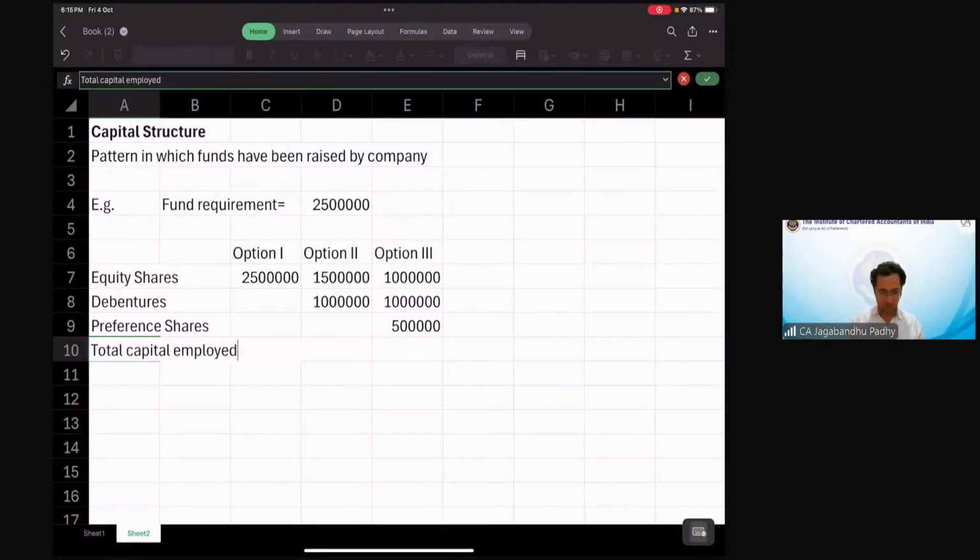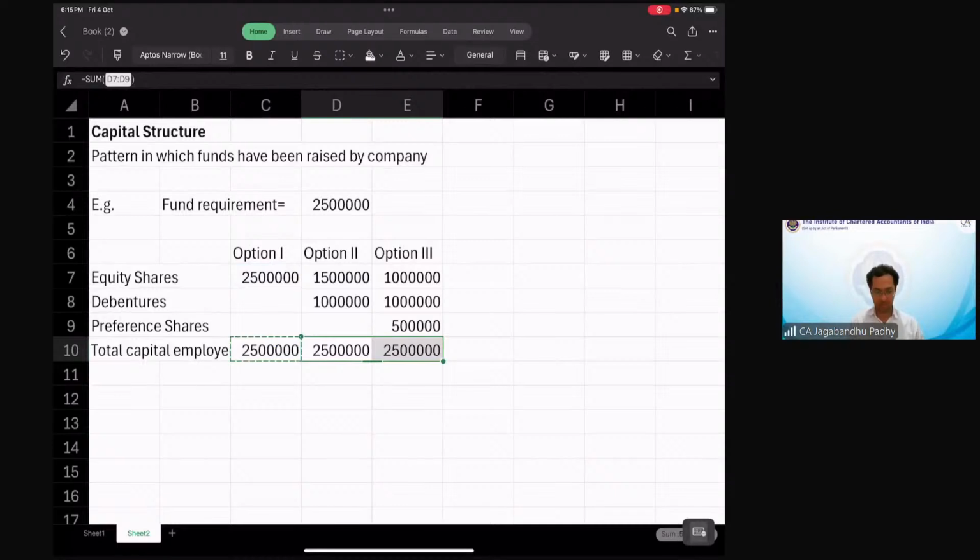Total capital employed is the same everywhere, which is 25. Now tell me, will the sales number get impacted because I am raising the shares by way of equity or by way of debt or by way of preference shares?